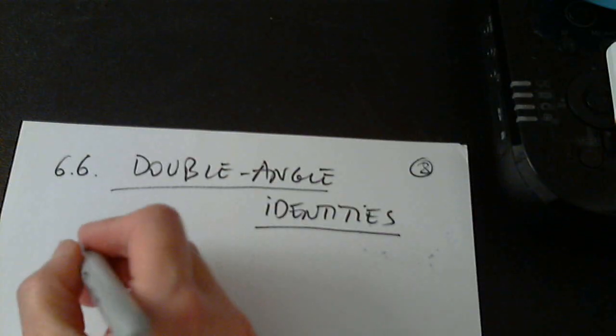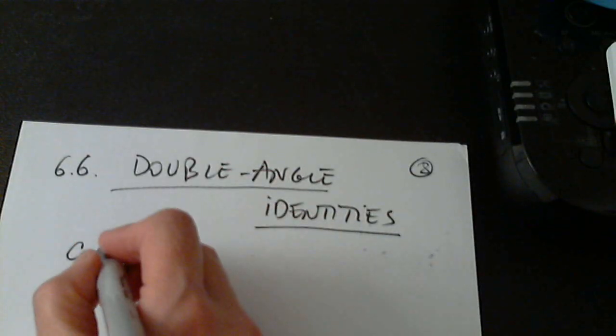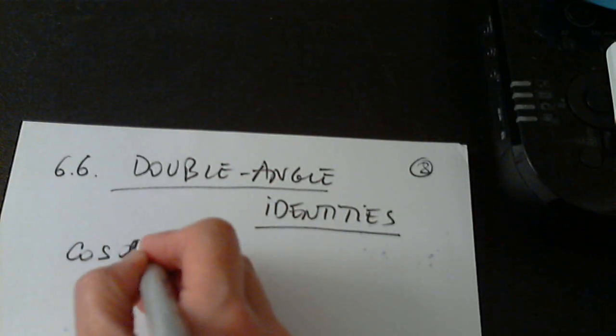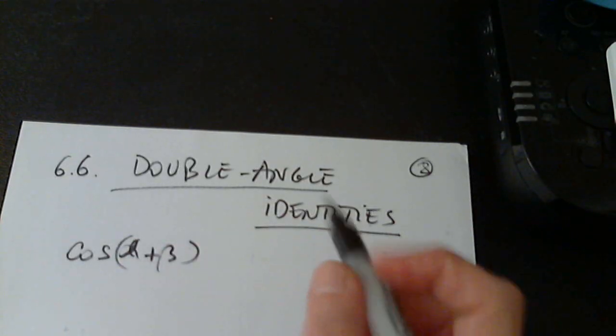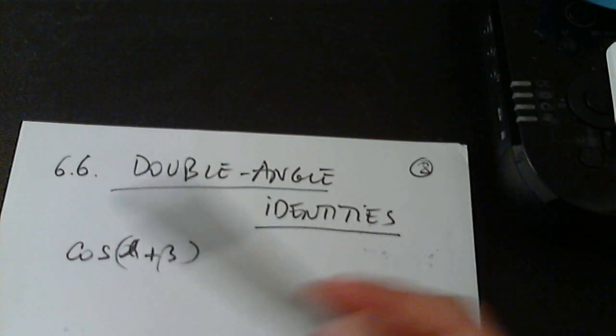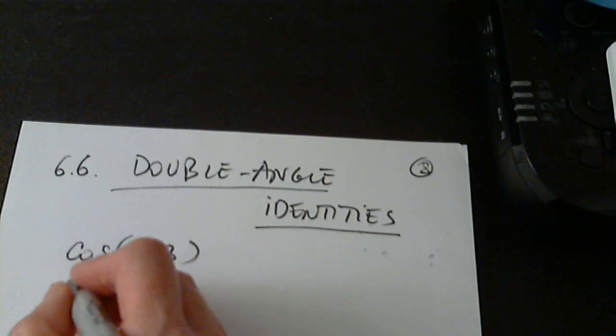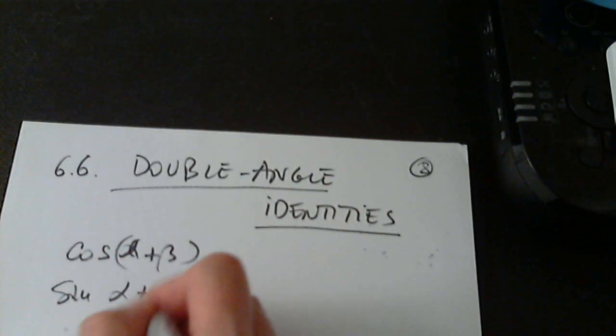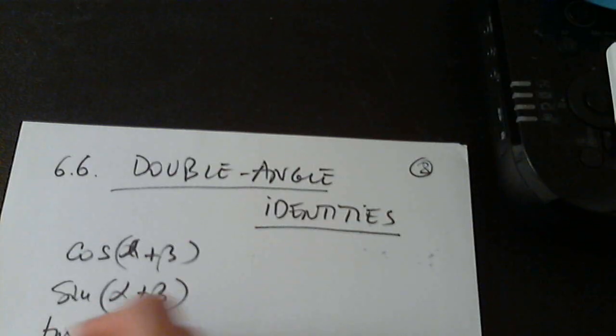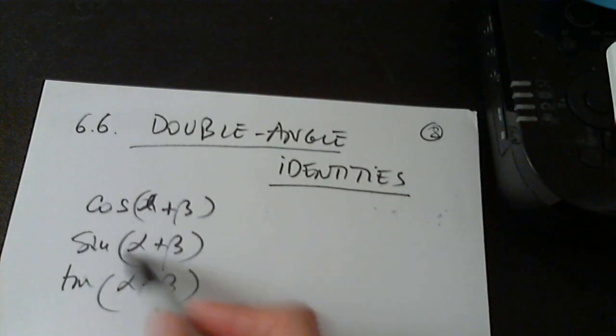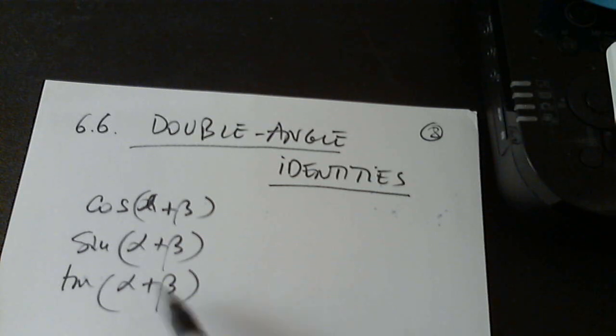Well, very simple. We had, for example, cosine alpha plus beta, which was cosine alpha cosine beta minus sine alpha sine beta, as an example, right? Same thing, sine alpha plus beta. Same thing with tangent alpha plus beta. Now what happens is both are the same: alpha plus alpha, or beta plus beta.